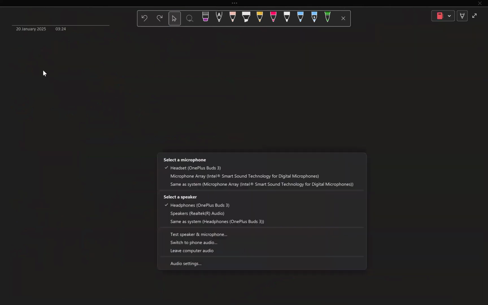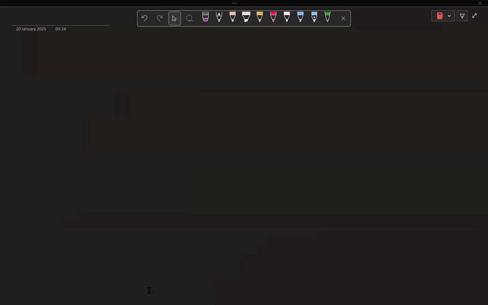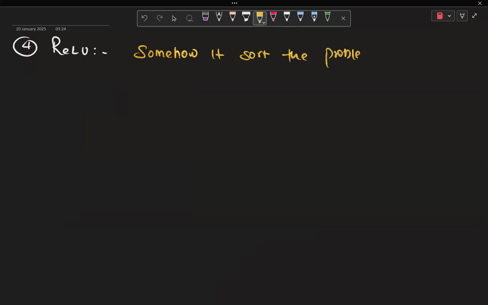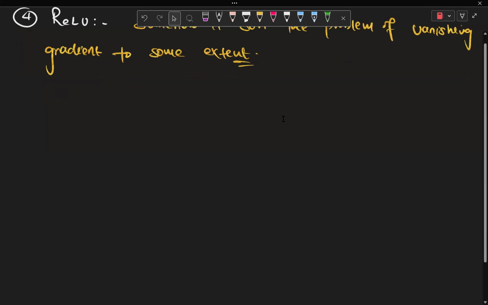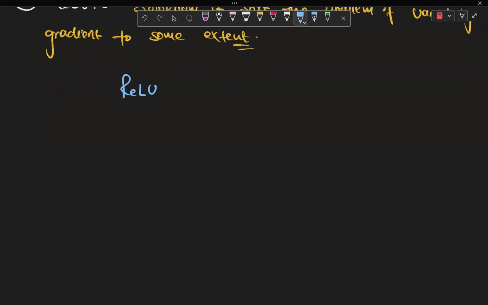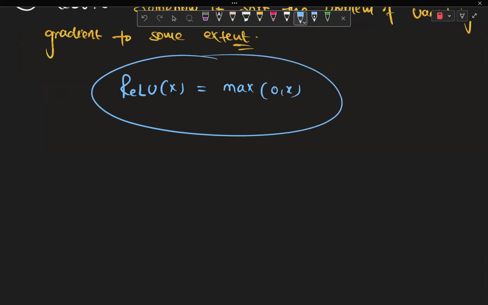The next one is ReLU. Somehow it solved the problem of vanishing gradient to some extent. So if I show the graph here, first write the formula. ReLU stands for max of 0 comma x. This is the formula of ReLU.